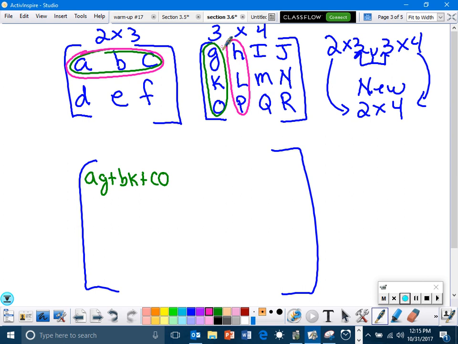I did not make this big enough, so let me erase this. All right, so now I'm going to do first row, second column. So now I'm going to go A times H plus B times L plus C times P.